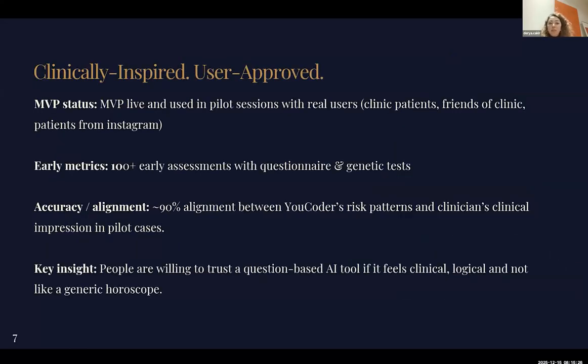Our motto is clinically inspired, user approved, because our MVP is live and used in pilot sessions with real users, like clinic patients, friends of clinic, and our network. Early metrics: we had more than 100 early assessments with this questionnaire and genetic test. And accuracy is almost 90% alignment between UCoder's risk patterns and clinicians' clinical impression in our pilot cases. So our key insight is people are willing to trust a question-based AI tool if it feels clinical, logical, and not like a generic horoscope for everyone.